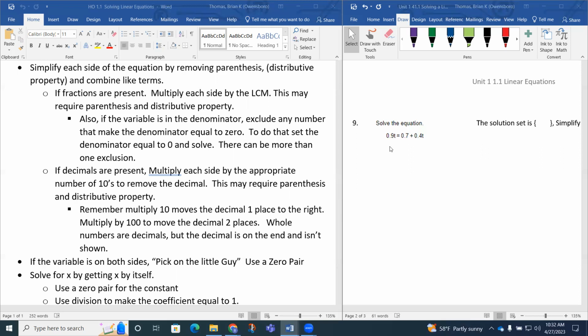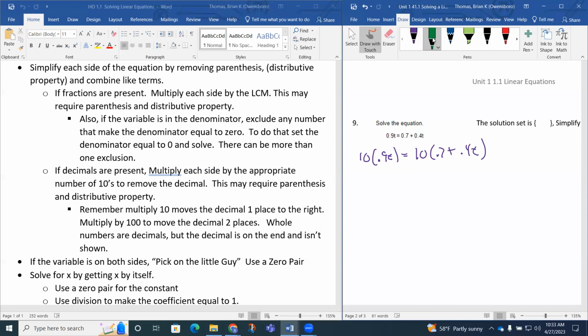So anyway, notice how we have to move the decimal one place to the right. If I do, then these are now going to be whole numbers. So to make a decimal move one place to the right, all we got to do is multiply by 10. So to do this math, we want to multiply each side by 10. So 10, and then we have this 0.9t here. And then on the other side, we have 10 in parentheses, 0.7 plus 0.4t.